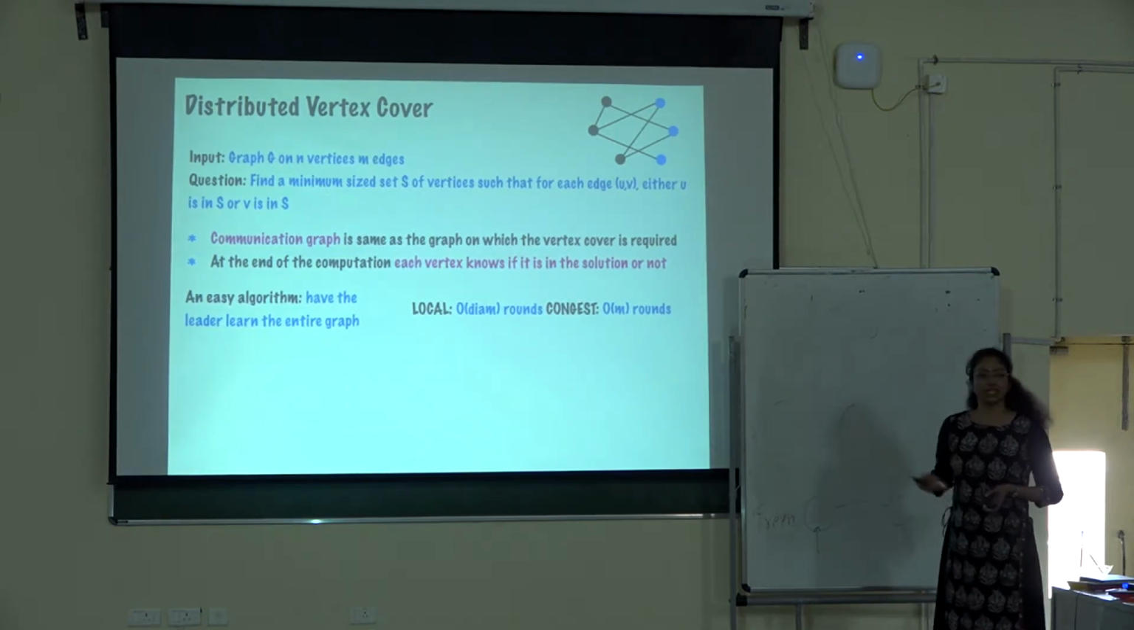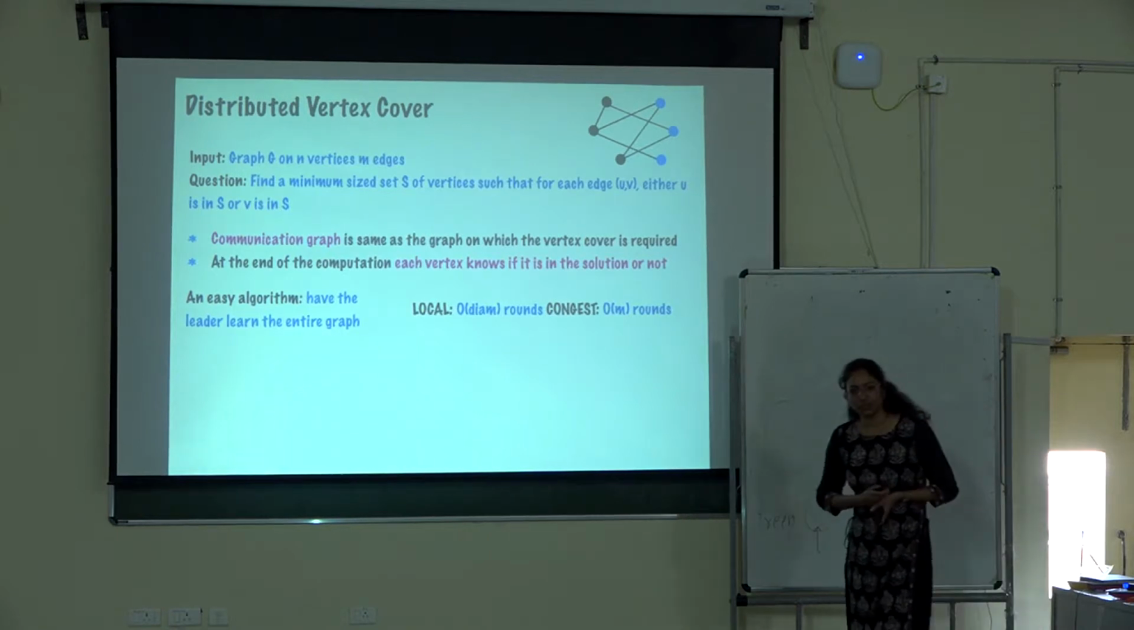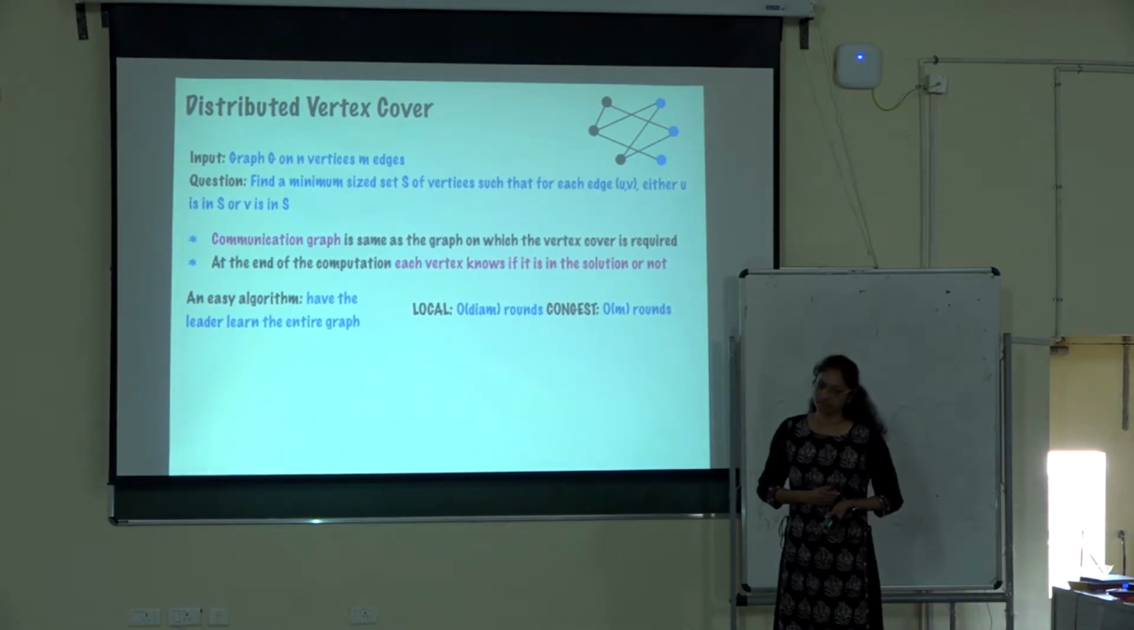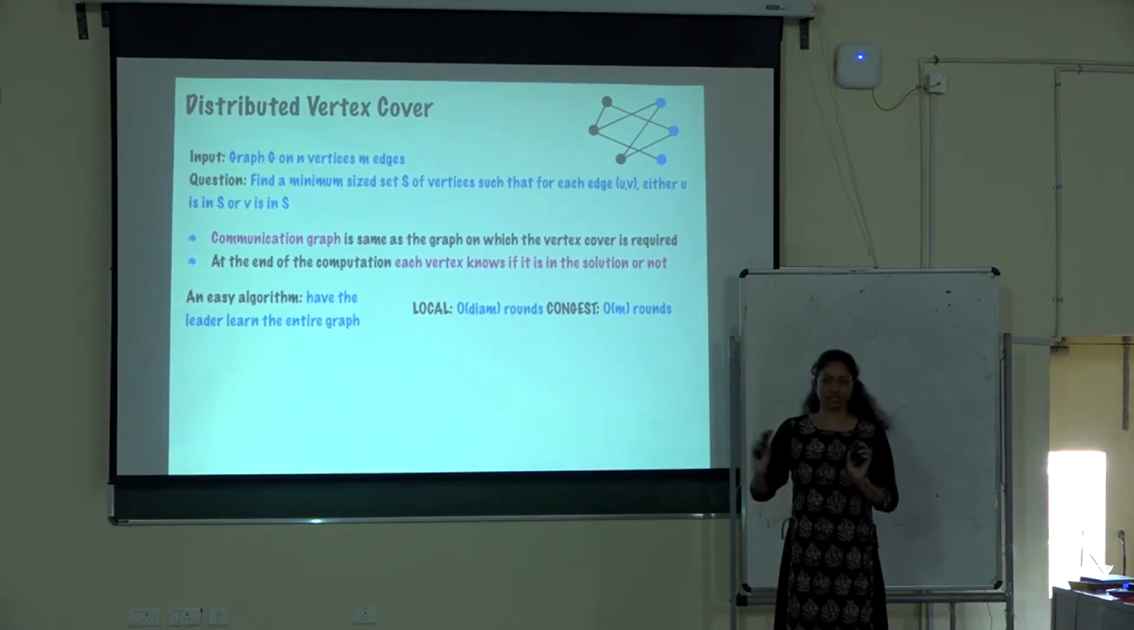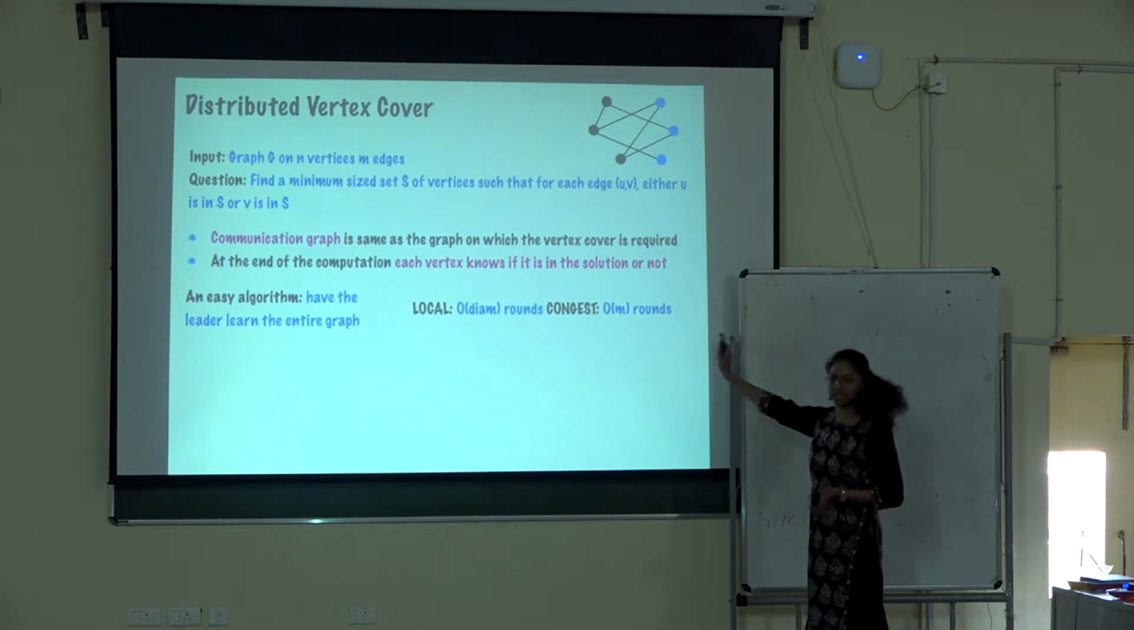Alright, so this is an easy algorithm. This one I can simply view as 3 steps, right? Like a leader selection, then local learning by the leader, and then a broadcast. This is what it is. And overall time is this actually.